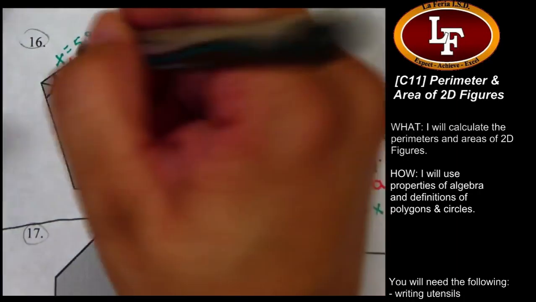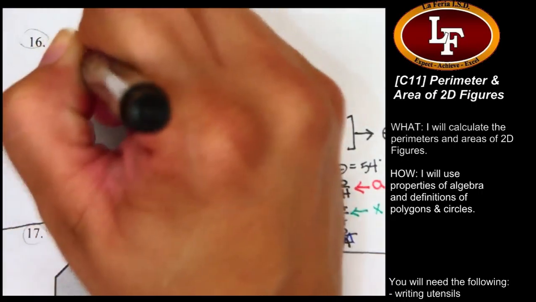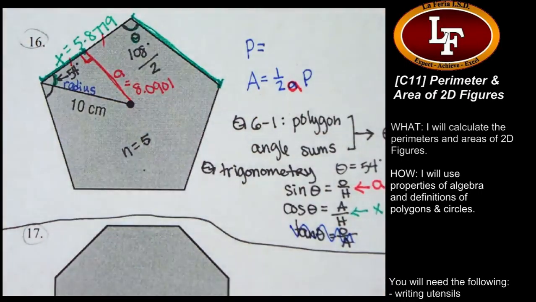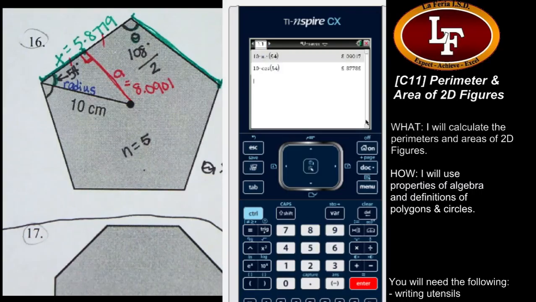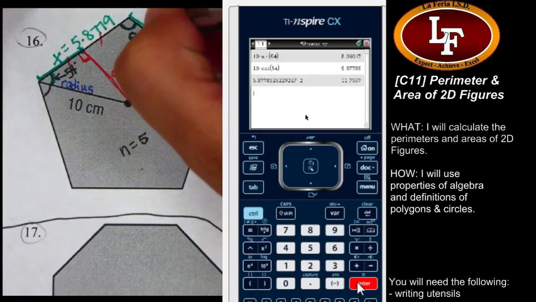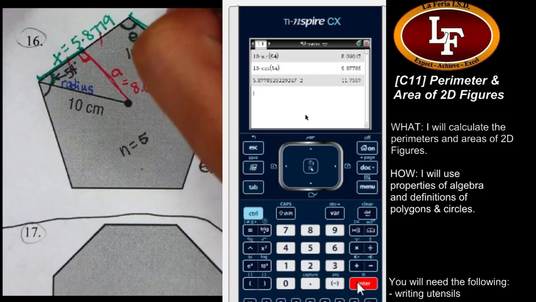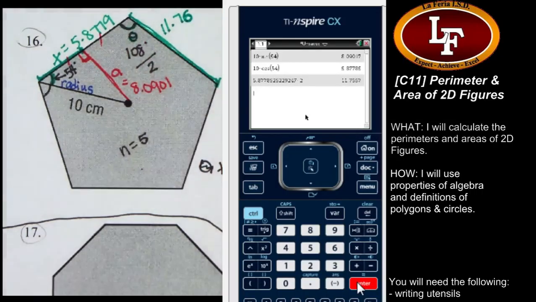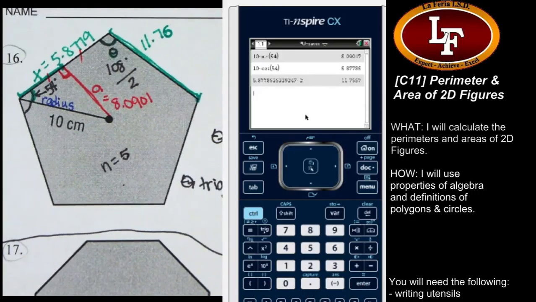And what x is representing is just this piece, 1/2 of the side. So please don't forget to take a moment and multiply that value by 2 times 2. So when I multiply that by 2, my side length becomes 11.76. I'm going to go ahead and start the rounding process because I'm tired of writing all those decimals. And then the perimeter is going to be that value times 5 because I have 5 sides.